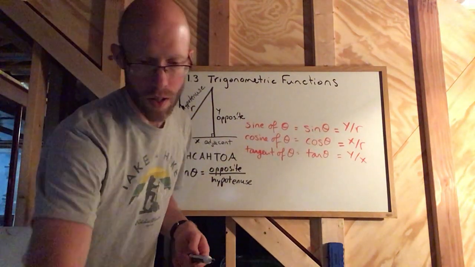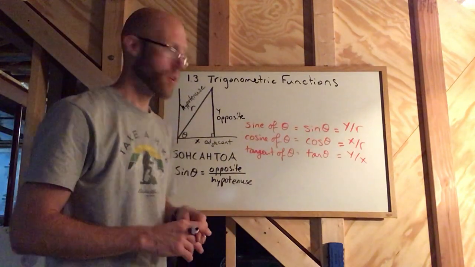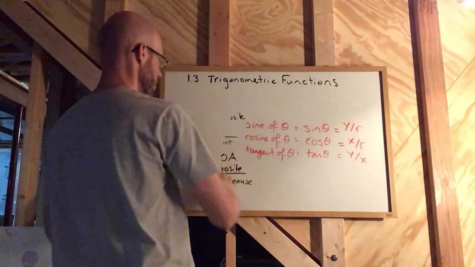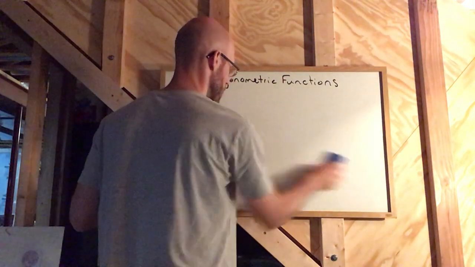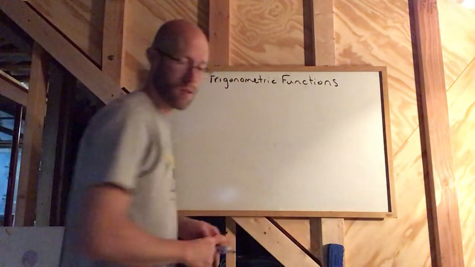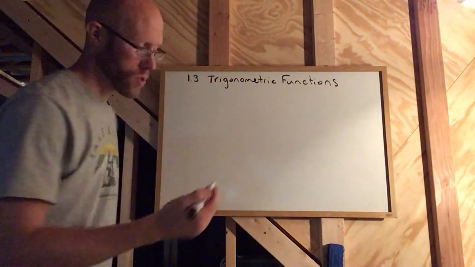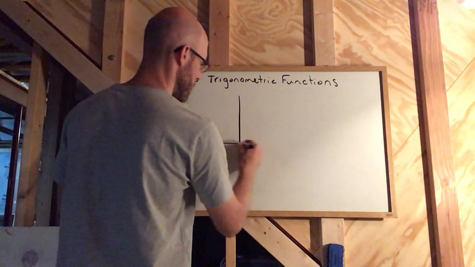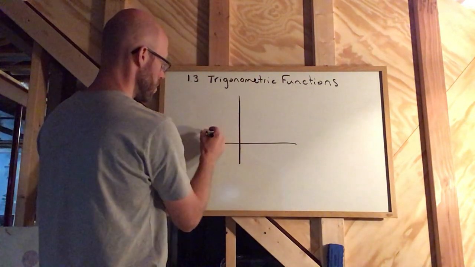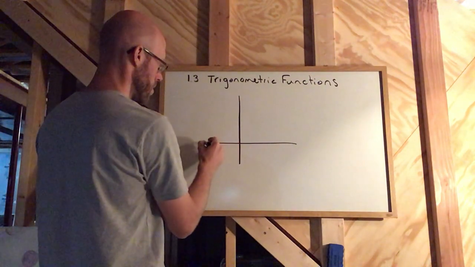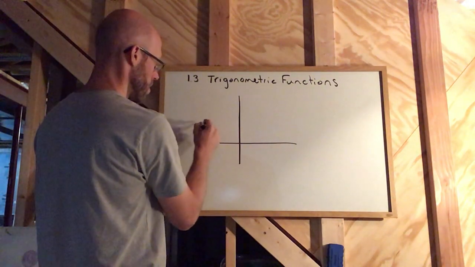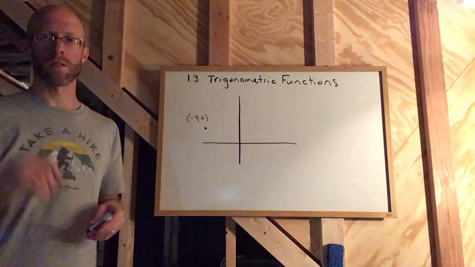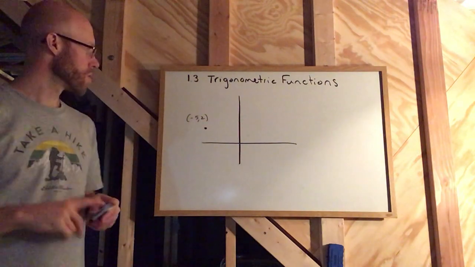So now let's just do a couple quick examples, and we'll try to finish this off here. Okay, so here's an example. Let's say I had my xy axes, and I had a point over here at, let's go with negative 5 comma 2, okay? So my point's at negative 5 comma 2.